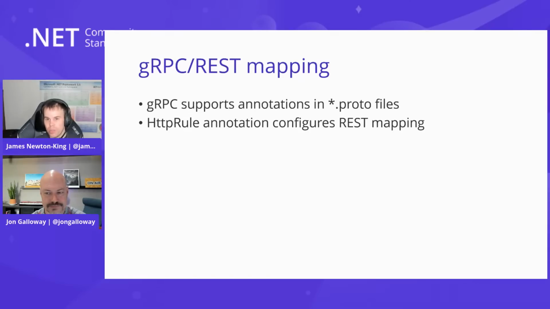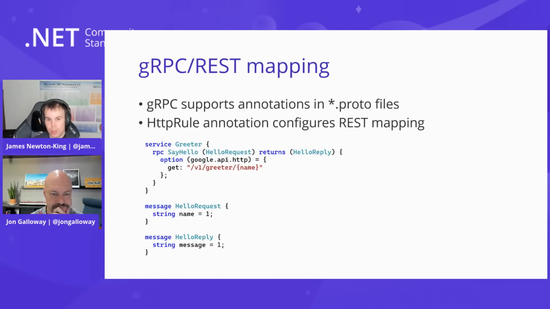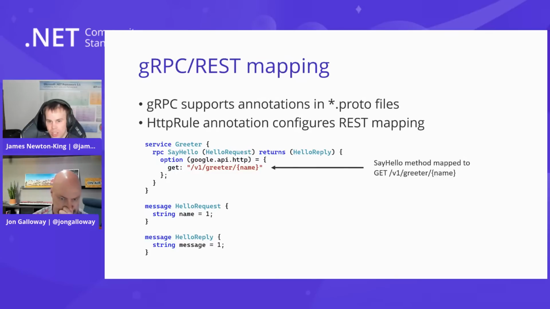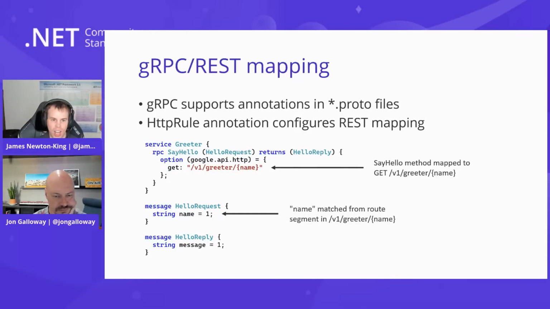Adding annotations to the proto file lets us customize the HTTP method, the URL path, route binding, response JSON, and more. So in the demo app that we saw earlier, we have our SayHello method, which has an annotation on it. It has a GET route. So we have GET, then we're specifying the route. That's how we expose it. The name property in our HelloRequest has been bound from the name segment in the route. So in this case, that final slash specifies the name.